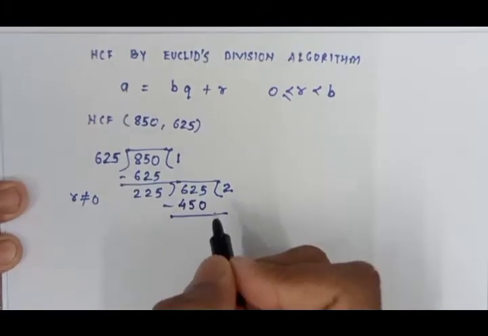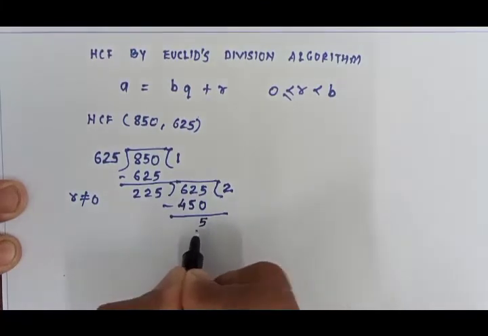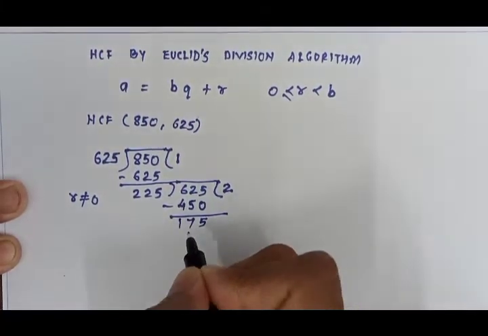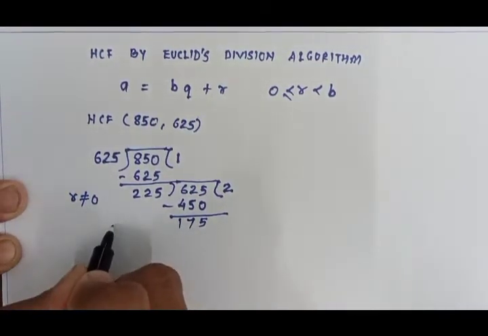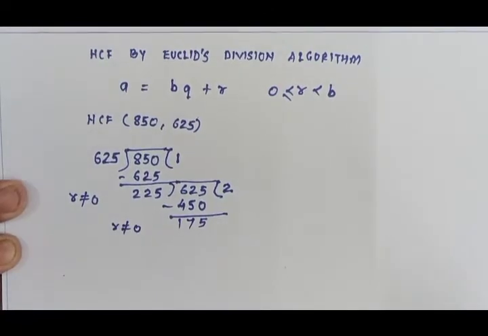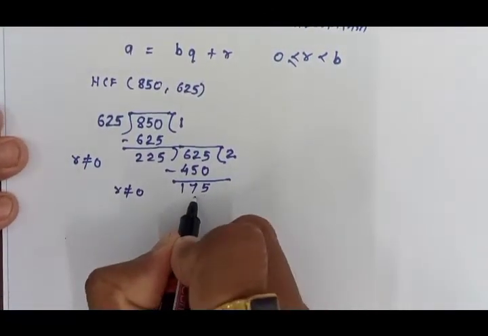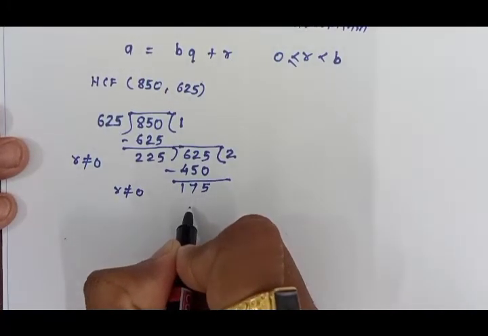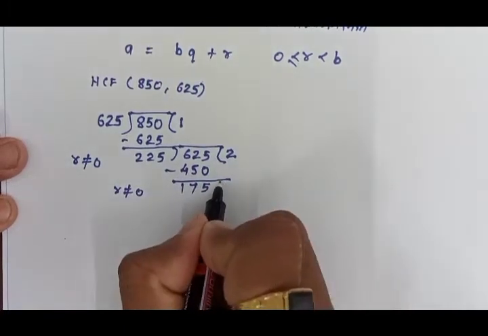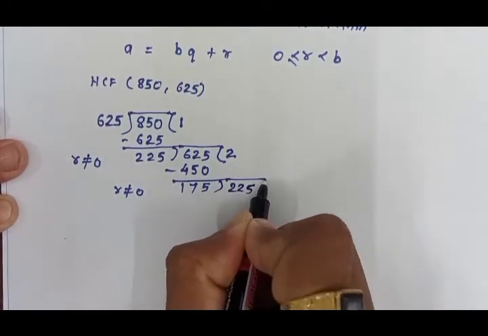Now subtract. What will we get here? 5, then 12 minus 5 is 7, and 1, so 175. Now again r is not 0. r is not 0 means continue the division. So what will happen now? 175 will become the divisor and this 225, which was the previous divisor, will become the dividend. 225 will become the dividend.